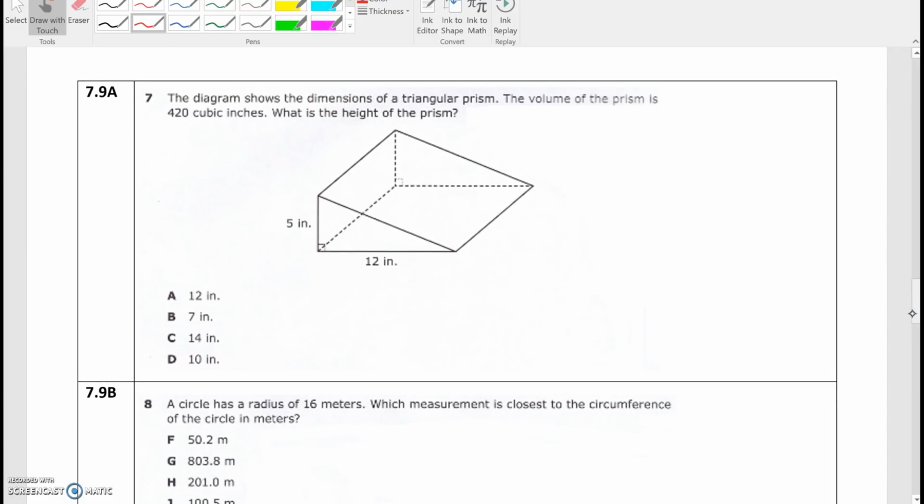Okay, next problem. It says the diagram shows the dimensions of a triangular prism. It is telling you what it is. Triangular means your base is your triangle. The volume of the prism is 420 cubic inches. What is the height of the prism? So it's saying, what is this height right here? Use your formula chart. Write your volume formula and make sure you find your area of the base and plug in what you know. Plug in your 420, and we are looking for the height.